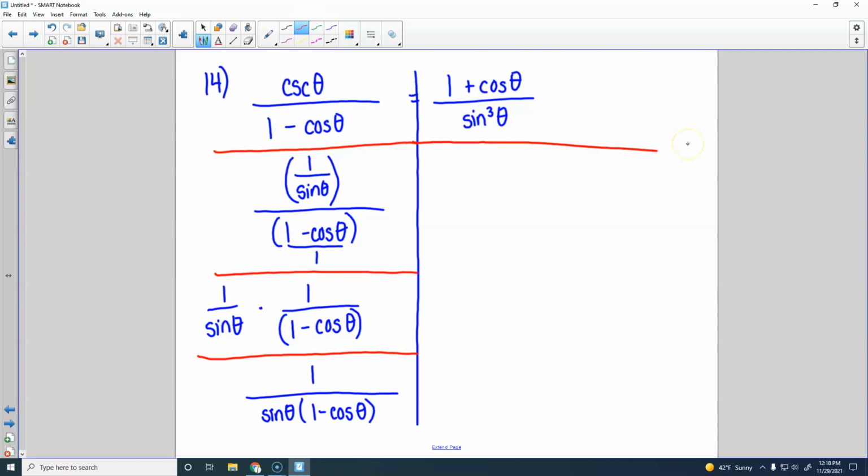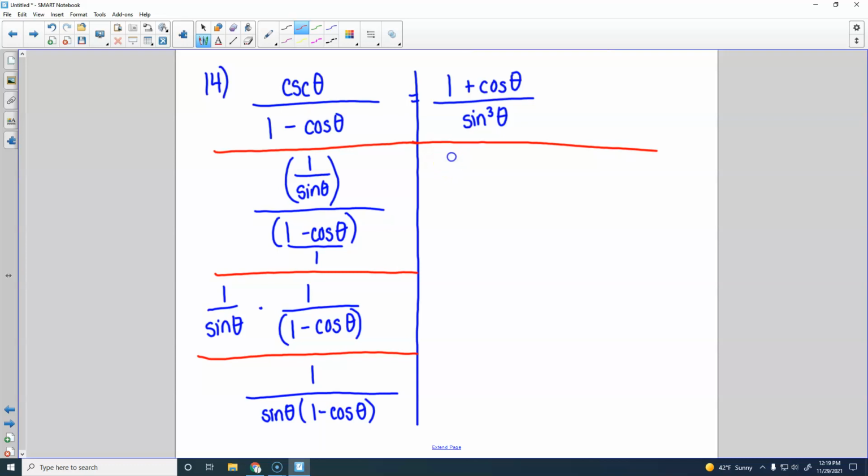It is not 1 minus cosine squared because of the cube. But that's the direction we need to go in, right? If we got 1 minus cosine squared, then we could factor and we could cancel with that numerator. But I cannot write 1 minus cosine cubed theta. It doesn't work. The Pythagorean identity only works if it's squared.